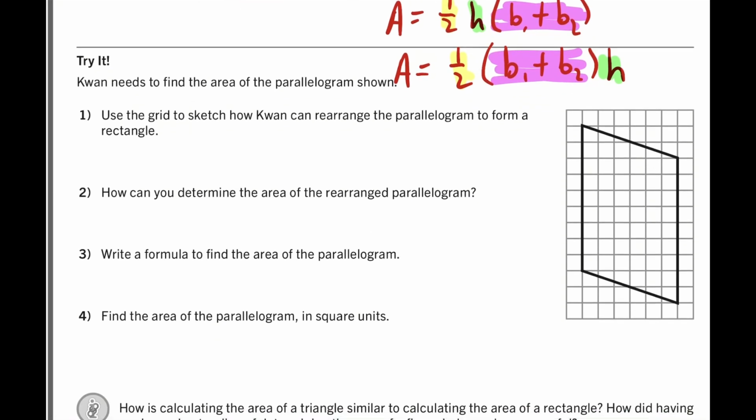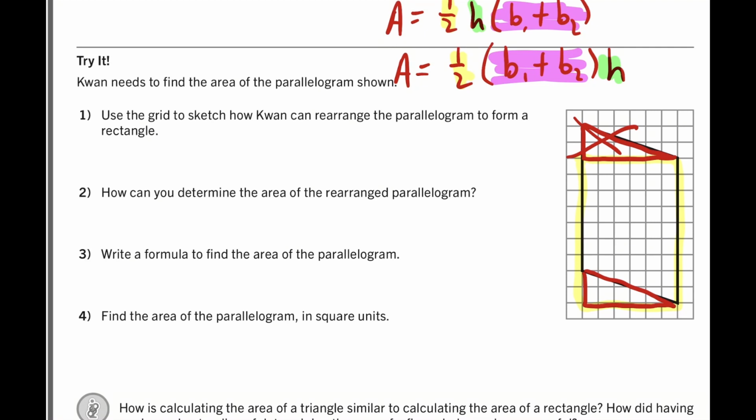So here they're going to give us 4 practice questions. We're just going to go through this very quickly, and you guys are able to start working on your own. Use the grid to sketch how Quan can rearrange the parallelogram to form a rectangle. So what Quan can do is cut off this piece and move it down here. And so cut that piece, move it down there.